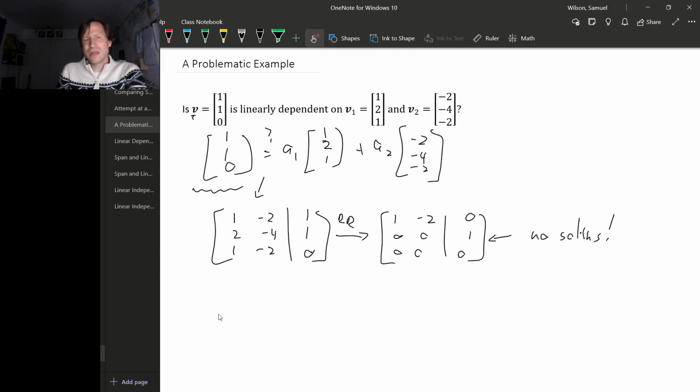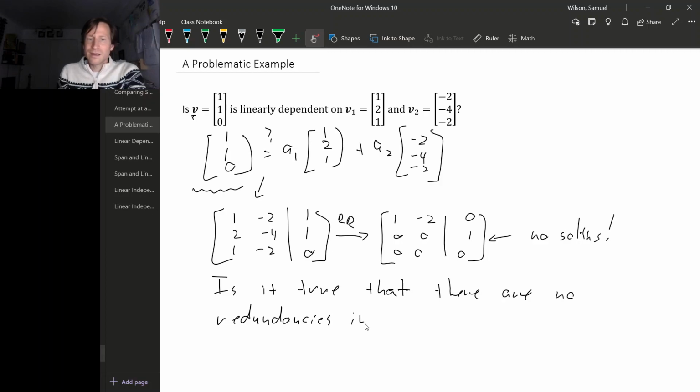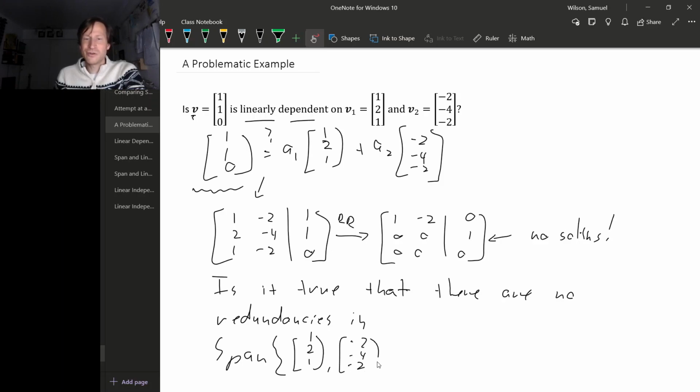So that might make you think, is it true that there are no redundancies when we write this span? If we made a good choice for the definition of linearly dependent, then it would be the case that this span of these vectors, v1, 1, 2, 1, v2, minus 2, minus 4, minus 2, and v, which is 1, 1, 0. So if we made a good choice of linear dependence or independence, then since v is not linearly dependent according to this definition, there wouldn't be any redundancies when we write down this span. But in fact, there are some redundancies.